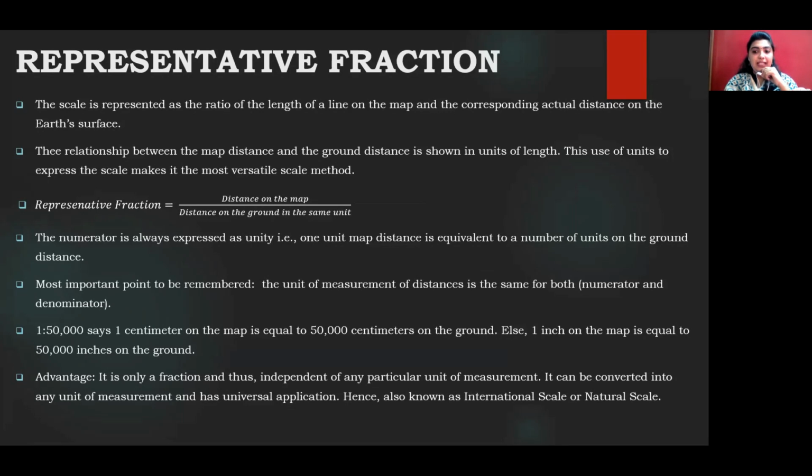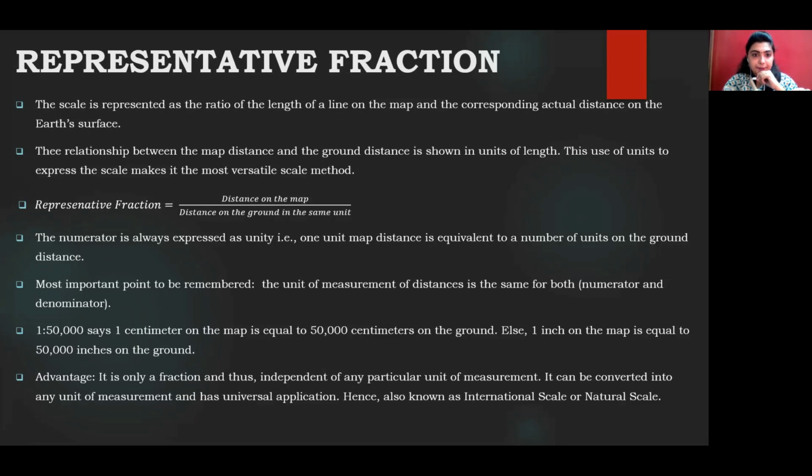That's the major advantage. The definition itself gives you the major advantage that it is not based on any kind of unit. So if I want it in the centimeter kilometer system, I can do that. If I want it as the inches mile system, then I can do that also. So representative fraction is always independent of units, which makes it the most versatile scale.